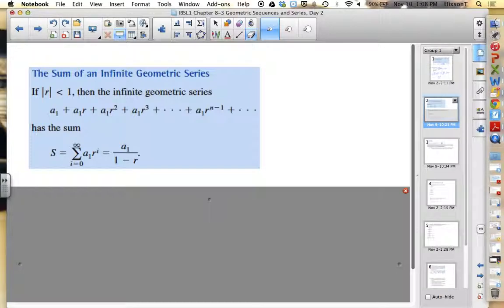Yes? What is a series and what's a sequence? A sequence is just a list of terms that have a relationship somehow. A series is when you add up those terms. So why do we say the sum of the series? Isn't that kind of redundant? It kind of is. Okay, yeah.